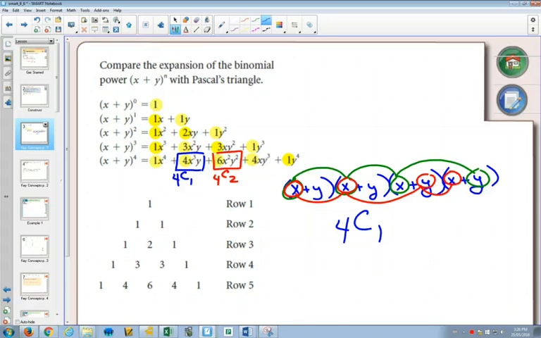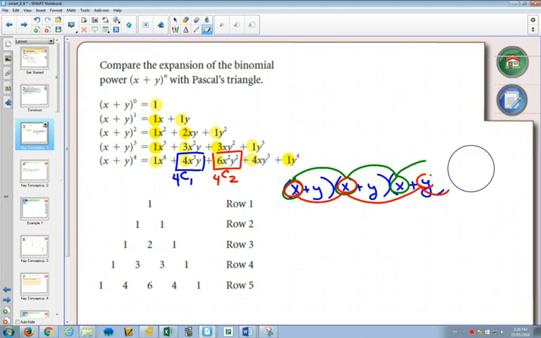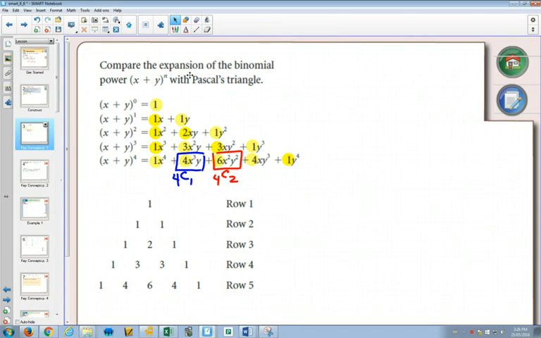Does it make sense that there's only one way to get an x to the 4? Because you have to multiply all the first ones all the way through. And just like the y to the 4, the only way to get that is to multiply all the last ones. And so your combinations and your permutations show up in the binomial theorem. And what we're going to do is summarize this, and figure out how we can use this to figure out any term in any expansion quickly and easily and develop a formula from it.